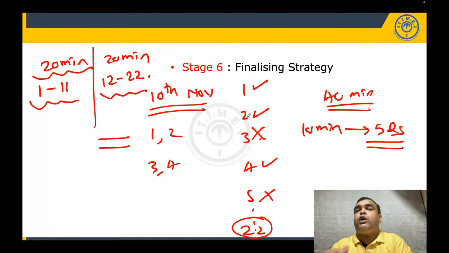Once you experiment in the mock, you will understand, okay, this works better for me. Okay, should I attempt RC first or RC last? Start one paper with RC first, one paper with RC last. How many RC? 2, 3. One paper you decide, I'll attempt only 2 RCs today. Next paper you decide, I'll attempt 3 RCs today. Check what is the final outcome.